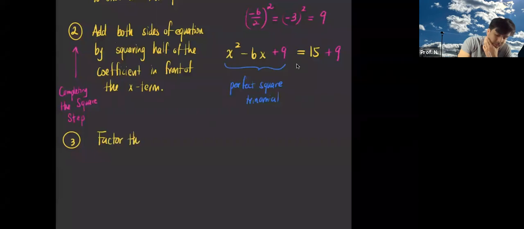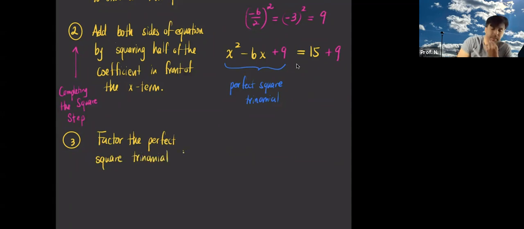Factor the perfect square trinomial. And how do we factor that? What is x squared minus 6x plus 9? What does that factor into? And of course, 15 plus 9 is 24. So what is x squared minus 6x plus 9? What does that factor into?